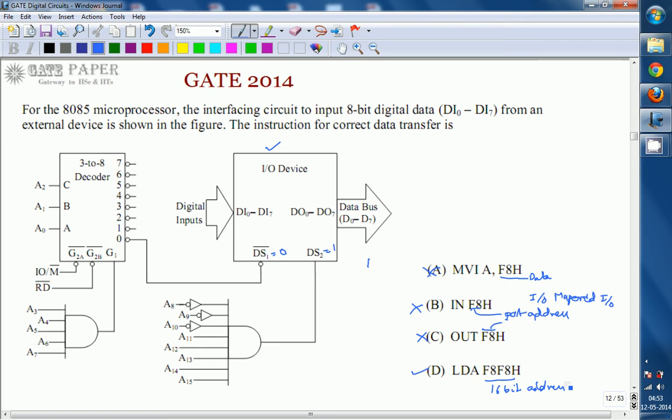Okay. This load accumulator direct instruction copies the data byte into the accumulator from the memory location specified by a 16-bit address. Whatever 16-bit address we specify, this instruction will copy a data byte from that address location into the accumulator. So whenever you are using 16-bit addresses, it is called memory mapped IO.